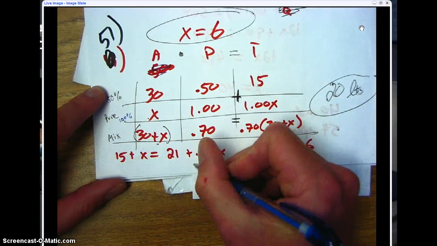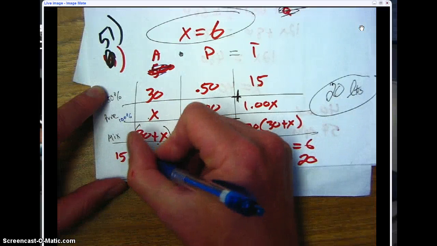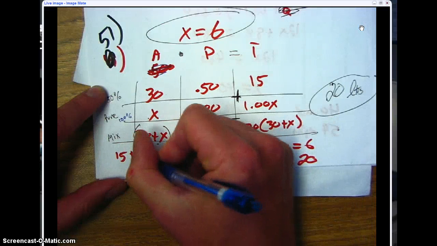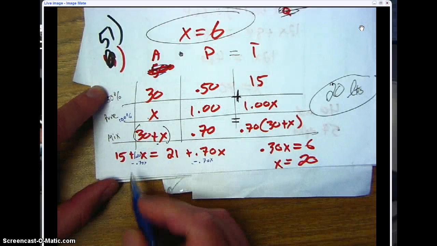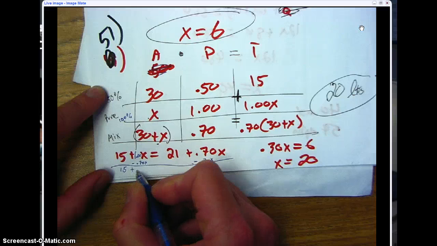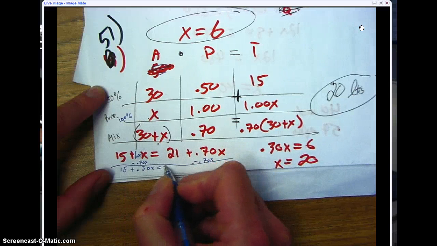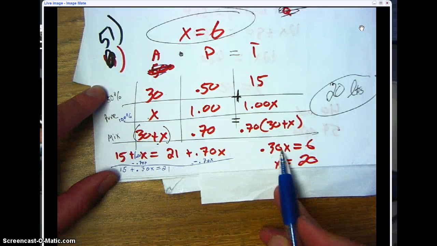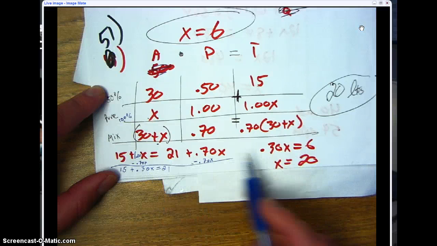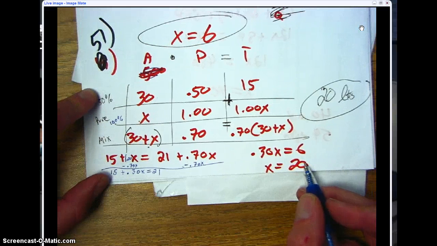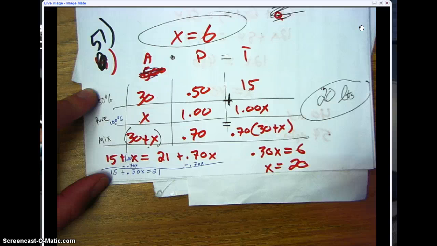So if I show this step, if I subtract, and I'll make this 1.00, if I subtract 0.70x from both sides, I end up with 15 plus 0.30x equals 21. Then I subtract 15 from both sides, and you end up with this. 0.30x equals 6, 21 minus 15. And then you divide by 0.30, and that gives you x is equal to 20. And they're asking you for how many liters of pure. Since x represents the amount of liters of pure, your answer is 20 liters.